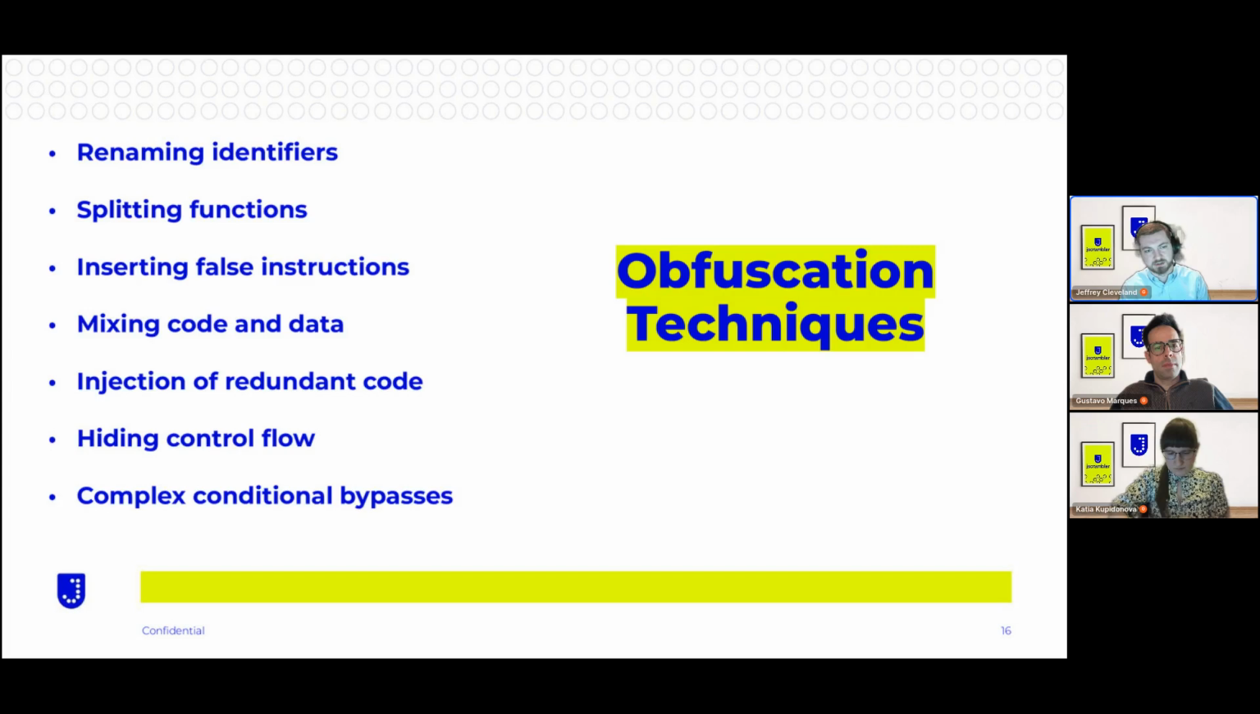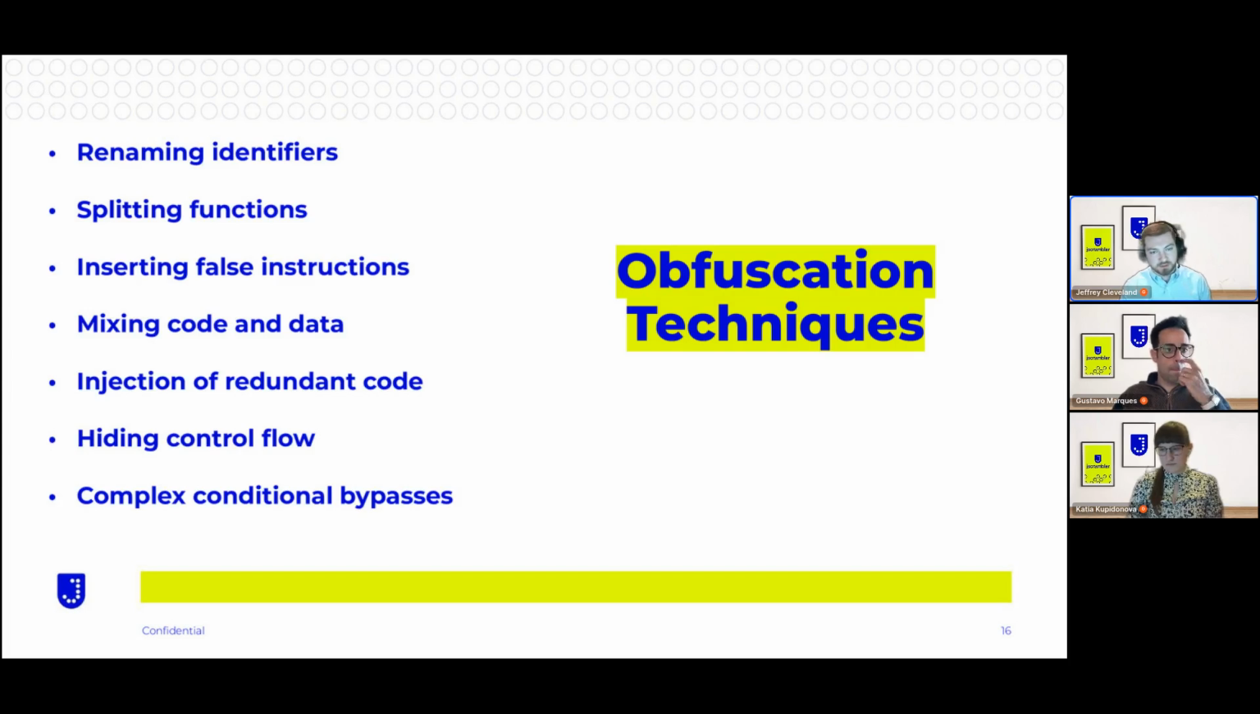Injection of redundant code, similar to false instructions. It's code that is exactly like other code within a file or within a project, but makes it very hard to understand which copies of the code are actually used and which ones are skipped inside of the control flow.